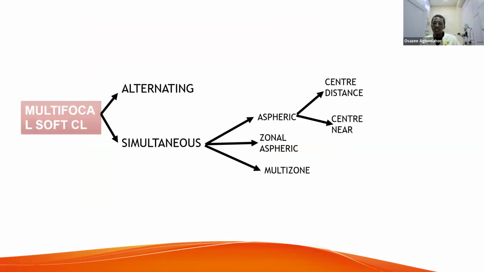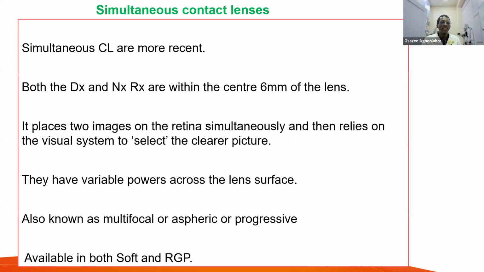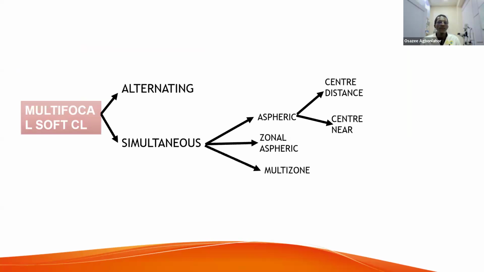Now, for the simultaneous, this is much more recent compared to the alternating multifocal lenses. So you have them more in soft hydrogel or your silicone hydrogel lenses. Here, you have them in different zones. You have the aspheric, you have the zonal aspheric, and you have the multi-zone. The most common is the aspheric. We have the center near and the center distance. Now, this is where the trick comes, and I want you to try and pay some attention going forward from here.